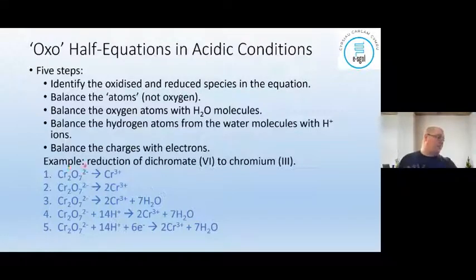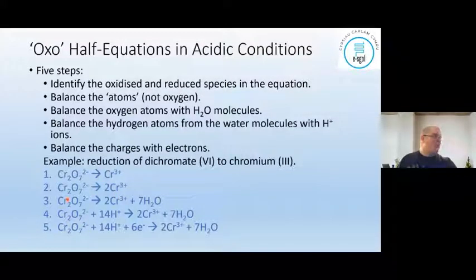So we have our species here, dichromate to chromium-3+, which I've just written out here. We do need to balance the atoms in step 2 because we have 2 chromium atoms in dichromate, but only 1 in chromium-3+, so we stick a 2 in front of Cr3+ there.